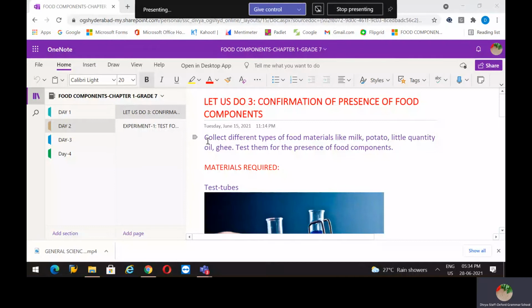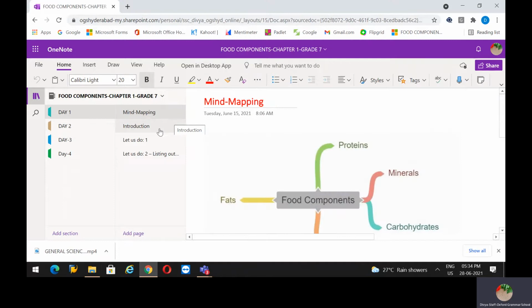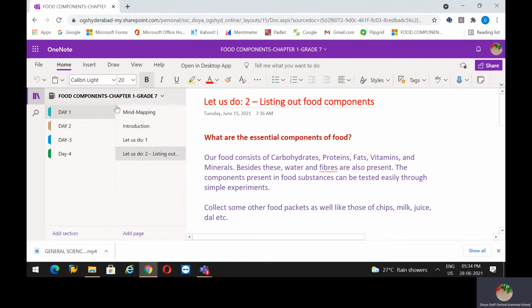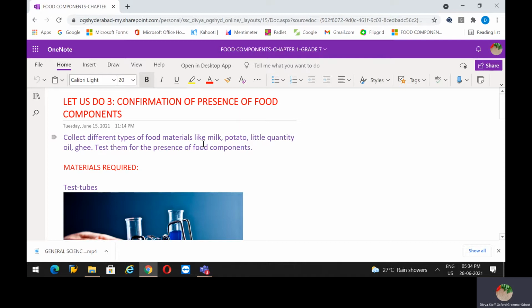So today I would like to share screen and start my lesson with OneNote. Already we have completed day 1, mind mapping of food components, introduction, and listing of food components. Now we will go with day 2 topics, children. Let us do the confirmation of presence of food components, children.